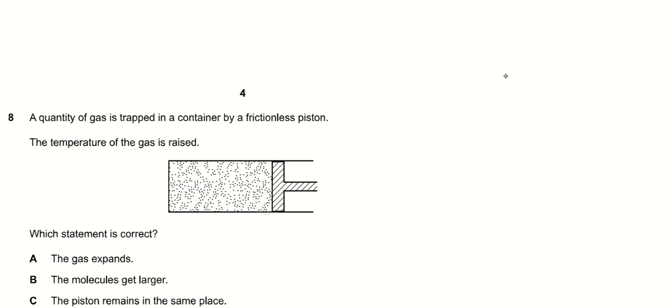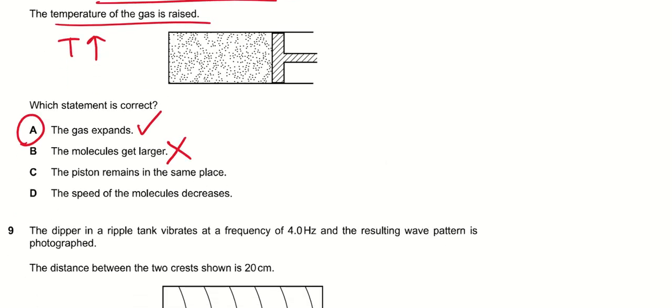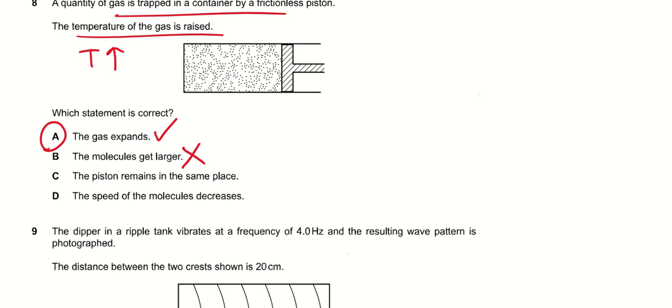A quantity of gas is trapped in a container by a frictionless piston. Temperature of the gas is increased. That means the gas is going to expand. So this is correct. Now this is very wrong. The molecules cannot get bigger or smaller. It is always the same size. So that's why this is a common mistake.